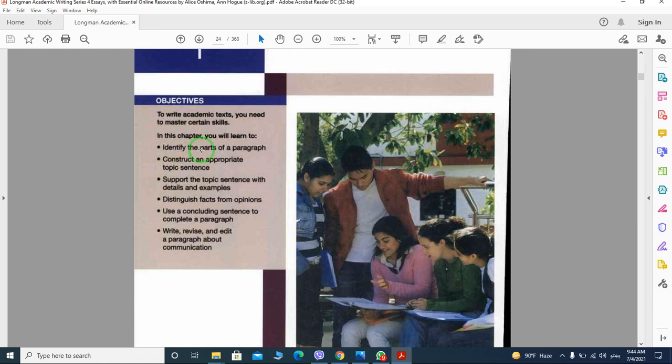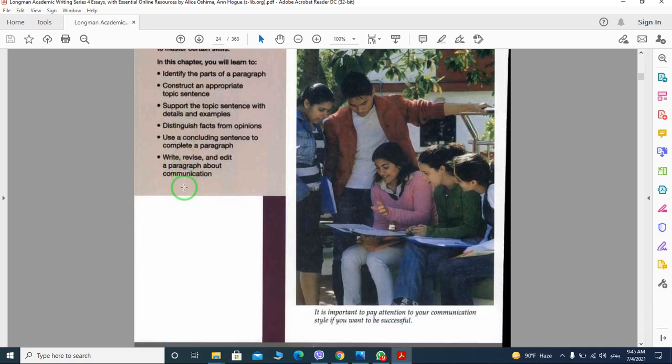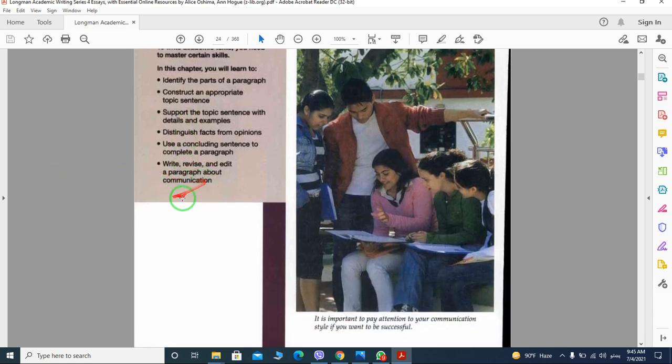First, we will learn how to identify the parts of a paragraph. We will learn about the construction of an appropriate topic sentence. We will learn about how we can support the topic sentences with details and examples. We will learn about how we can distinguish facts from opinions and how we can use a concluding sentence to complete a paragraph. And at the end, we will learn how to write, revise, and edit a paragraph about communication. So at the end of this chapter, you will have to write a paragraph about communication and use all those other things that you studied in the paragraph.